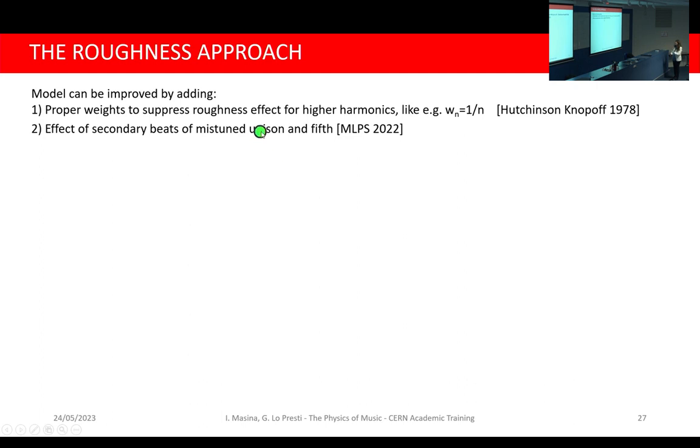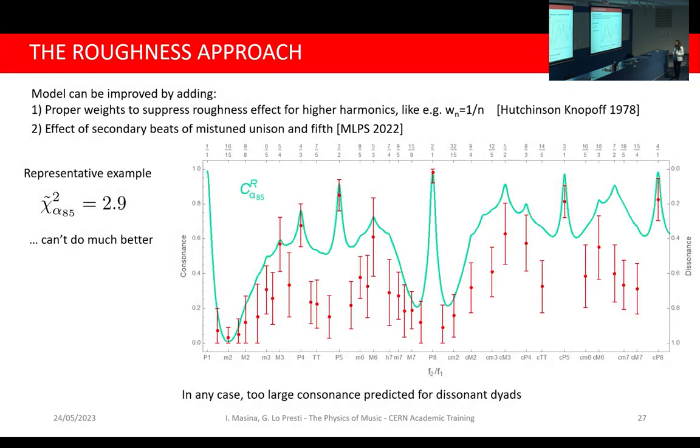Of the mistuned octave and fifth. So not just the first-order beats of the mistuned unison, but we added the secondary beats of the octave and fifth. Because they are there, if you include one, why not the other? And you realize that you obtain something slightly better. This is our best representative example for the roughness indicator, where these two features are implemented.